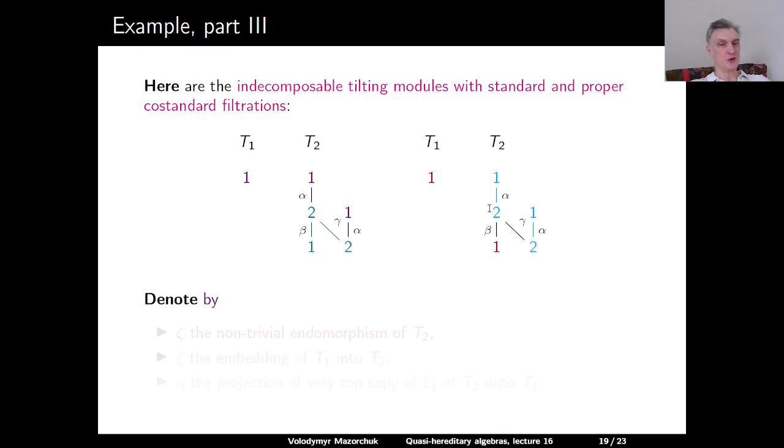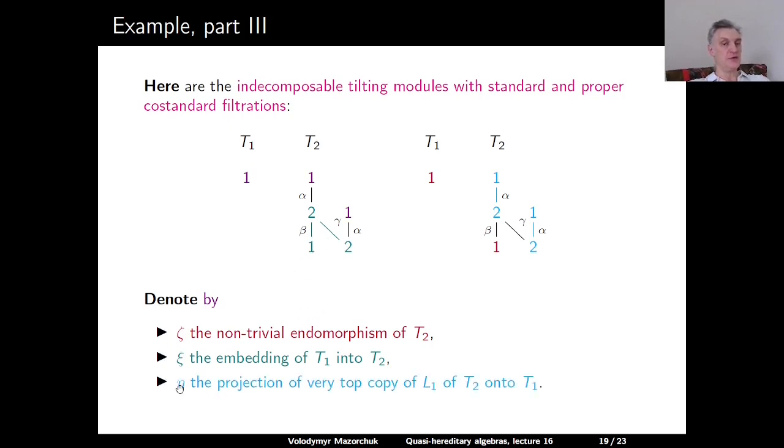And to describe the endomorphism algebra, the linear dual of our A, we denote by zeta the unique non-trivial endomorphism of T2, so it sends this 2 1 to this 2 1, kills this 1 and kills this 2 1. We denote by Xi the embedding of T1 into T2 here. And we denote by eta the projection of this one onto T1. So this top 1 constituent of T2 is projected onto T1.